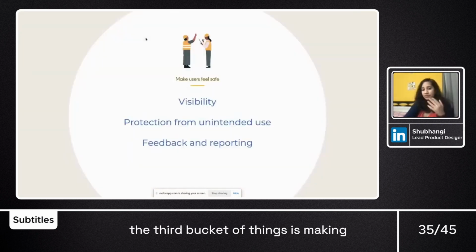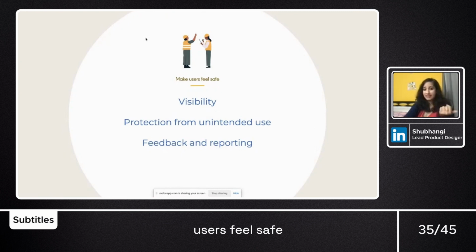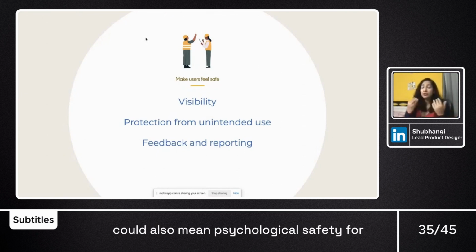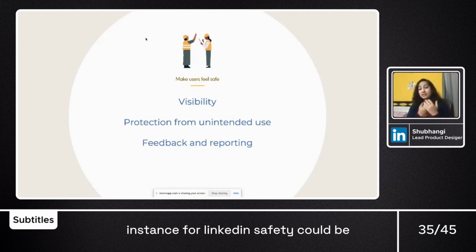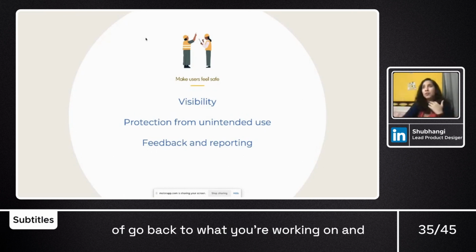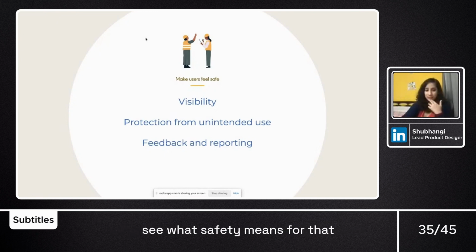The third bucket of things is making users feel safe. And safe could be anything. It could mean different things for different apps. If it is an app that transacts with your money, that is safety to a next level, right? If it is a dating app, it could mean feeling secure, feeling private, not feeling completely out there. It could also mean psychological safety. For instance, for LinkedIn, safety could be around whether my current employer knows that I'm looking out for a job. So it could mean different things for different products, and you should go back to what you're working on and see what safety means for that.